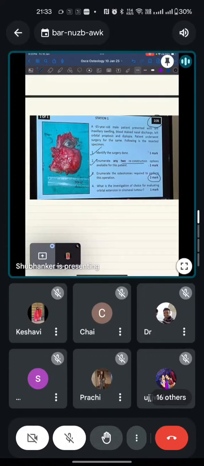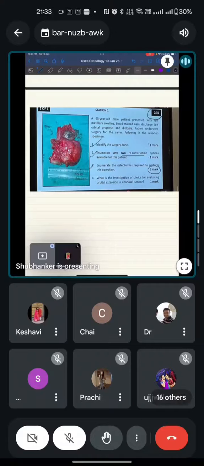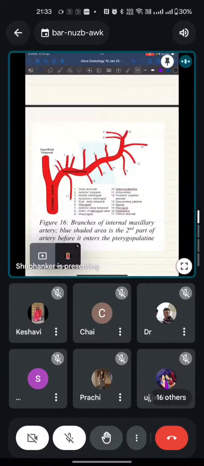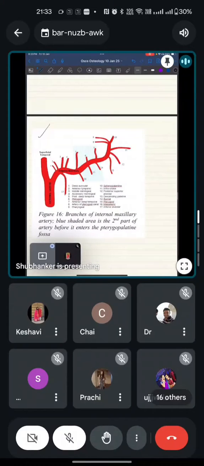This came in maxilla, I think 3 sessions back. So the possibility is that they will repeat something from maxilla or something from mandible. These are the branches of your maxillary artery. Here they have given it collectively, and we have tried to break it down and learn it.